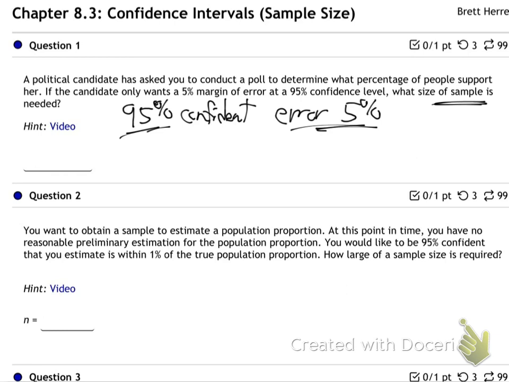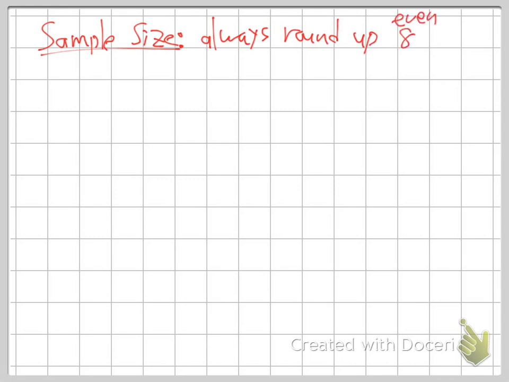So how many people? Well, there's all kinds of formulas for that. Okay, so here's how we do it. And that's just the beginning. We're going to have other formulas for different kinds. So let me put it right here for you. Sample size. Notice my note at the top. Always round up. Even like 88.1 goes to 89.